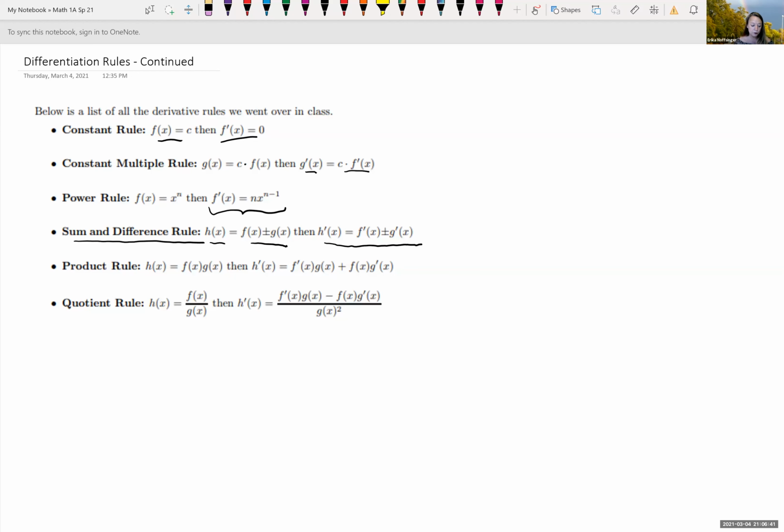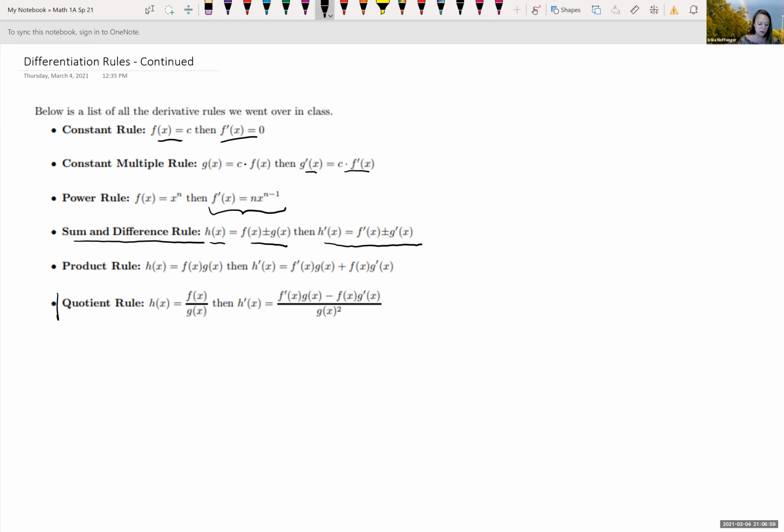We didn't have time to prove the quotient rule, but we were able to state what the quotient rule was and look at one example of using it. So I want to start today by going through and proving why we can use this quotient rule.